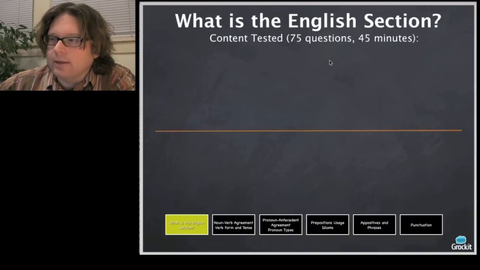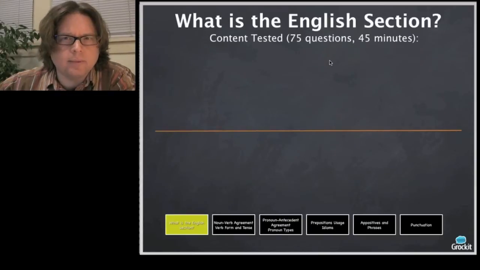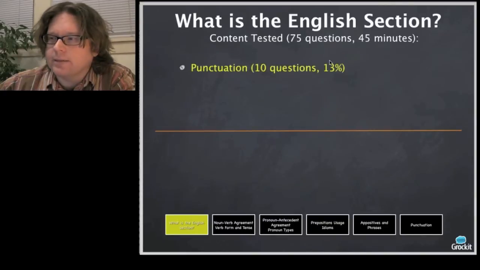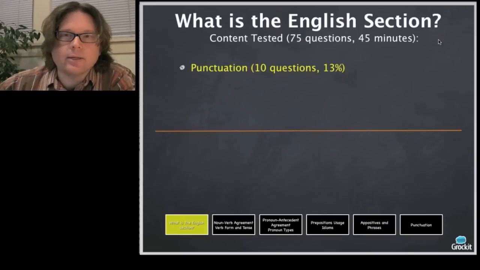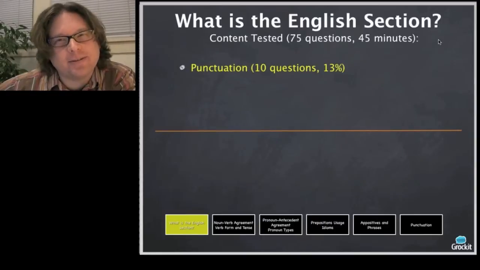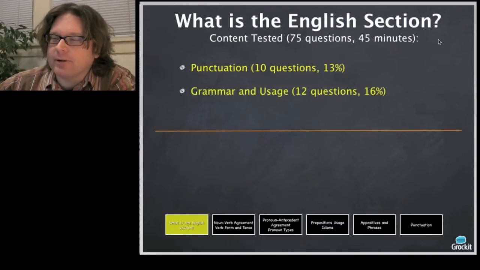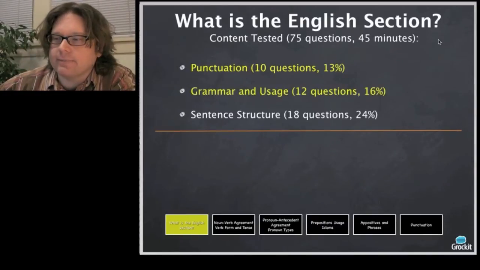Okay, so the English section, 75 questions in 45 minutes. That's not a ton of time, and you do actually have to cover a wide range of topics. So punctuation, I'll move the cursor out of the way there. Punctuation, 10 questions, that's 13% of the test. I went ahead and did the math for you since calculators are not allowed on the English section. And grammar and usage, another 12 questions, that's 16%.